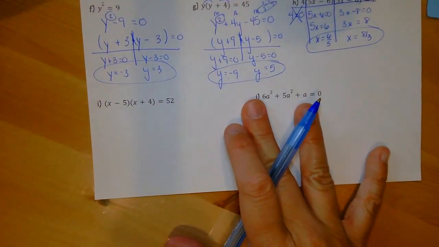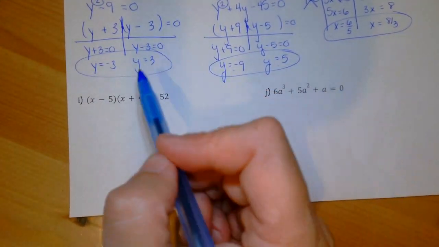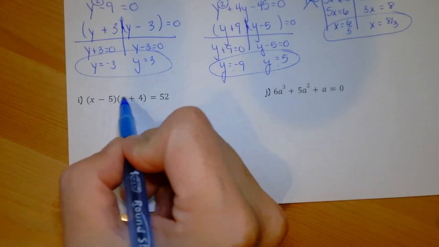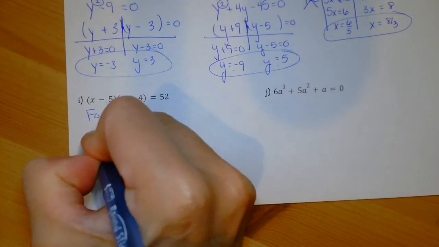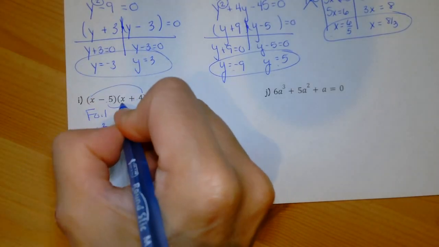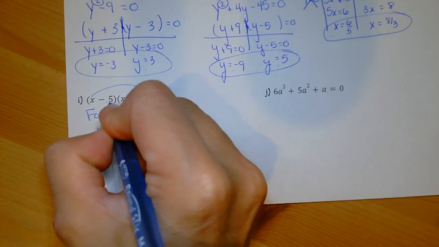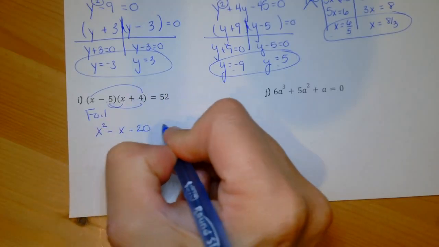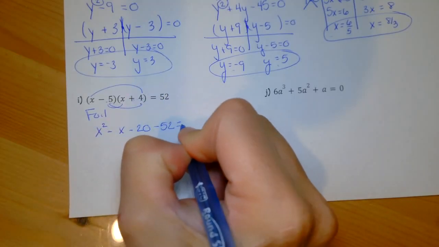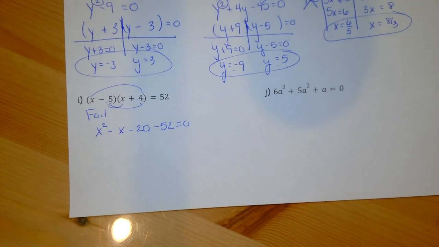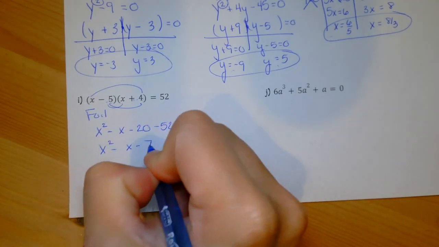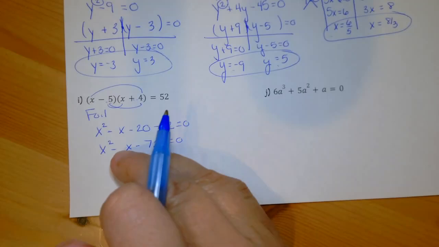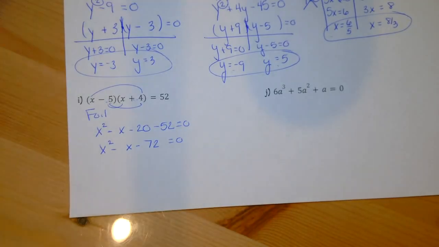Squared is going to be my highest x, so again, I'm anticipating 2 answers. All right, letter I. Let me just talk out. Okay, I can't leave these factored. I'm going to have to FOIL this out. So I'm going to FOIL fast here. X squared plus 4x minus 5x would be minus x minus 20 minus 52 equals 0. Then I'll put my like terms together. Then I'll factor and solve.